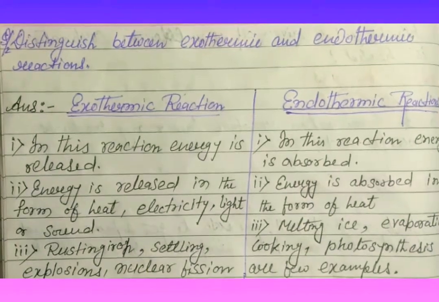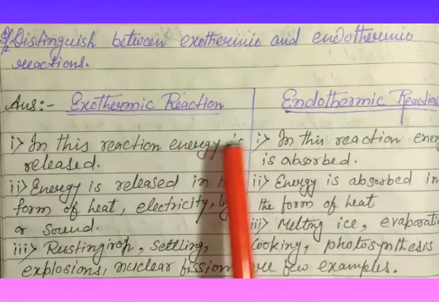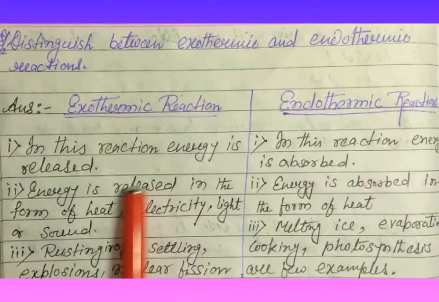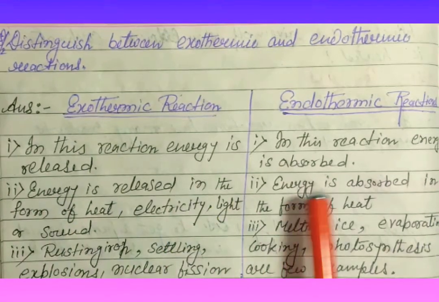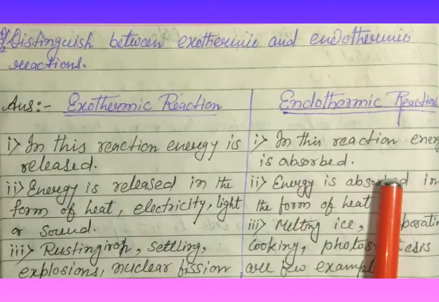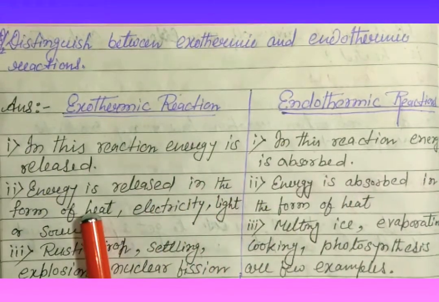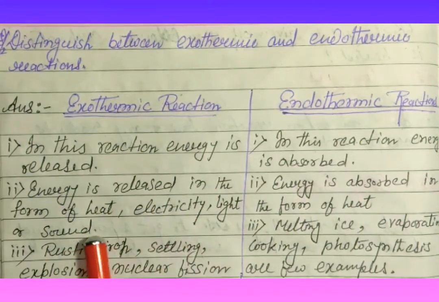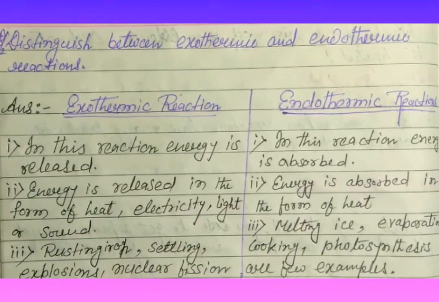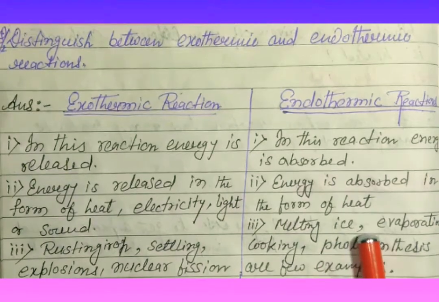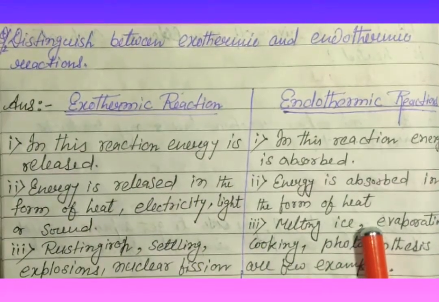Distinguish between exothermic and endothermic reaction. Exothermic reaction, endothermic reaction. Exothermic reaction, in which energy is released, and endothermic, in this reaction energy is absorbed. In exothermic reaction, energy is released in the form of heat, electricity, light or sound. In endothermic reaction, energy is absorbed in the form of heat, only heat.